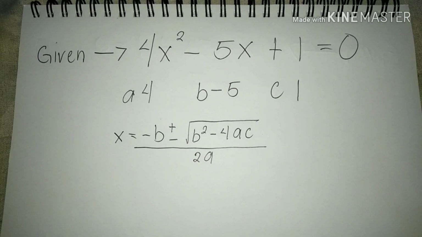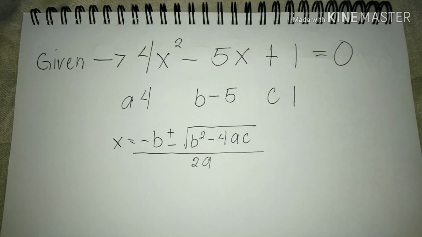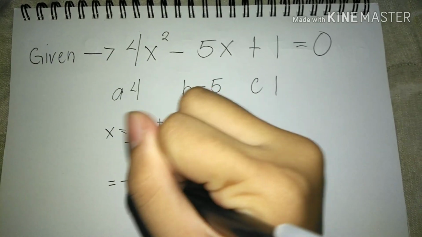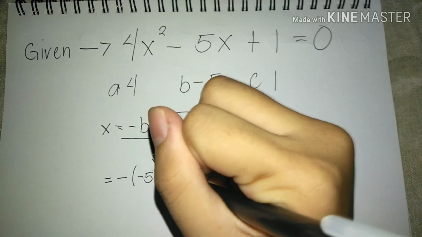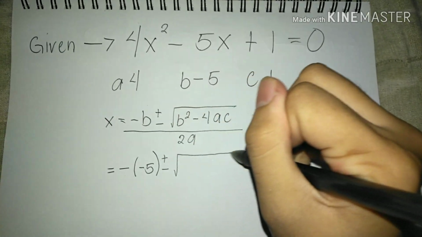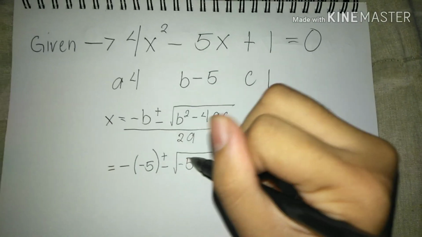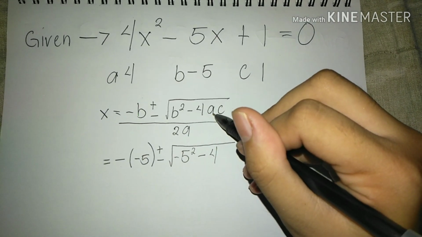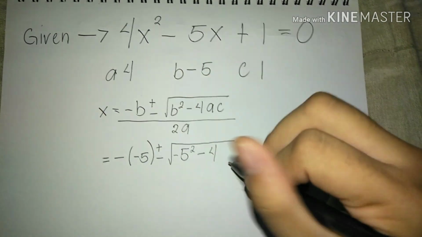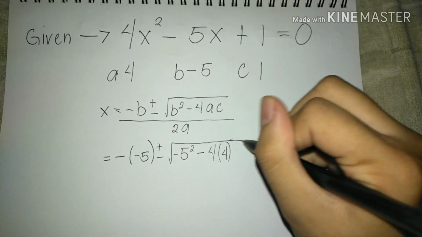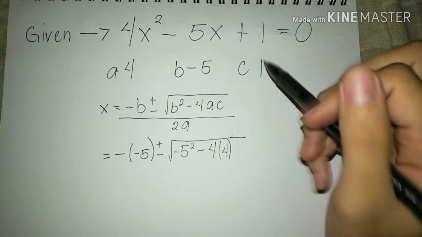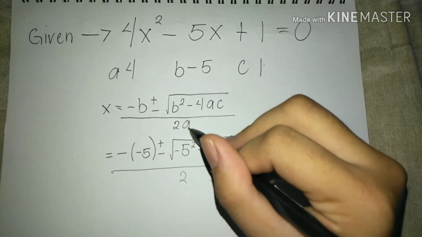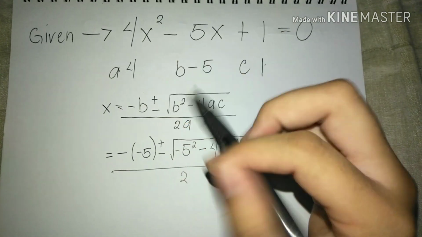Then, negative b is substituted with negative 5, plus minus the square root of negative 5 squared minus 4, where a is equal to positive 4, c is equal to positive 1, all over 2a, where a is equal to positive 4.